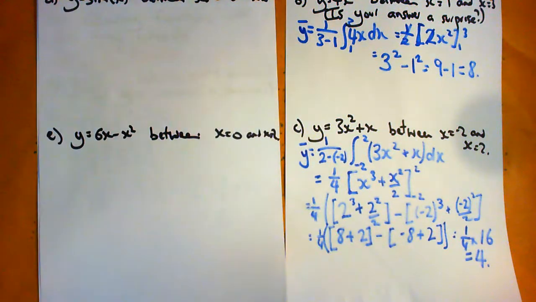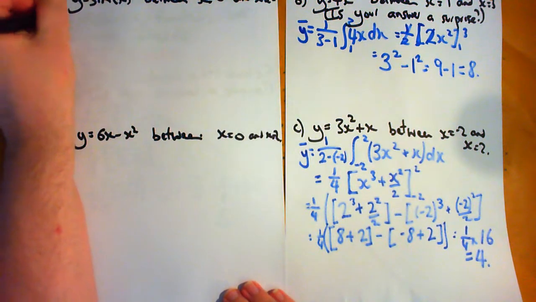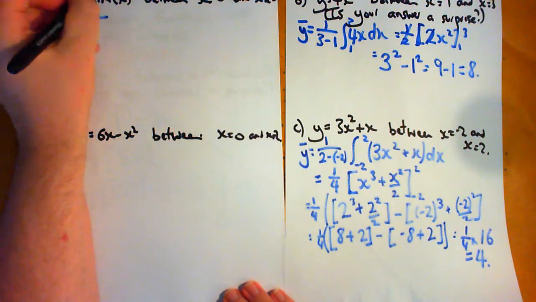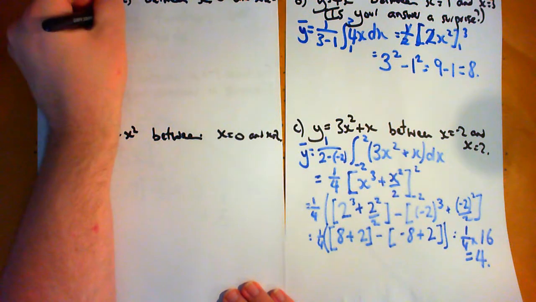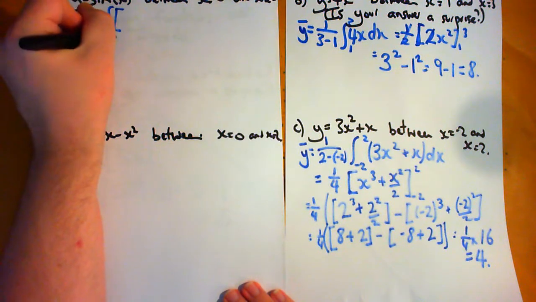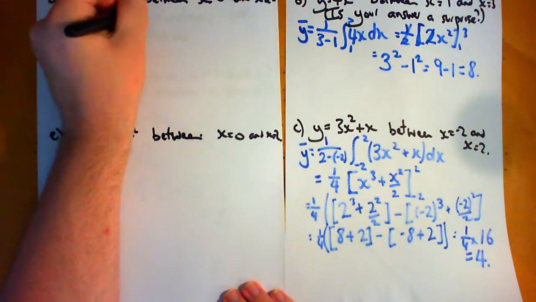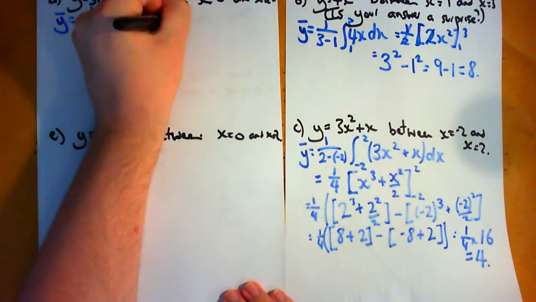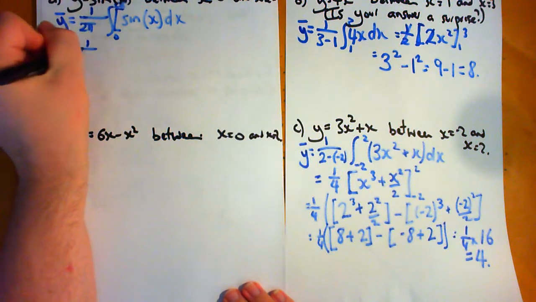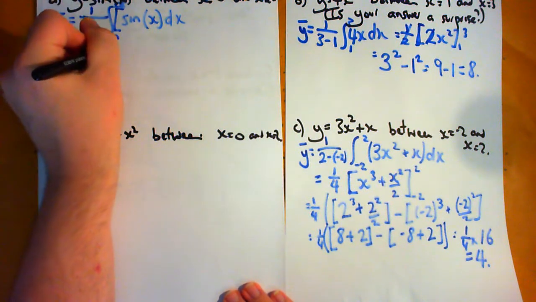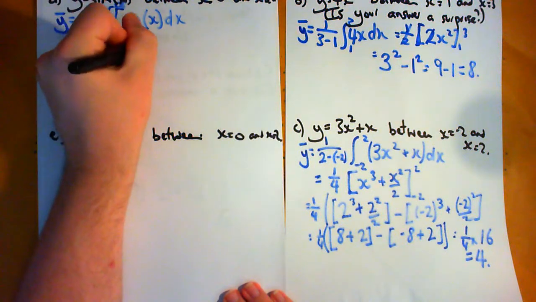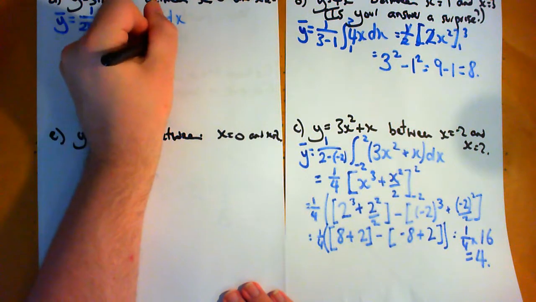So y equals sine x between x equals 0 and x equals 2 pi. So let's use our formula. So we've got y bar, which is our average, is 1 over b minus a, so a is 0, so 2 pi minus 0, just 2 pi, times the integral between 0 and 2 pi of sine of x dx. Okay, so we've got 1 over 2 pi, integrate sine, we get negative, so we can actually bring out that negative, cosine of x between 0 and 2 pi.